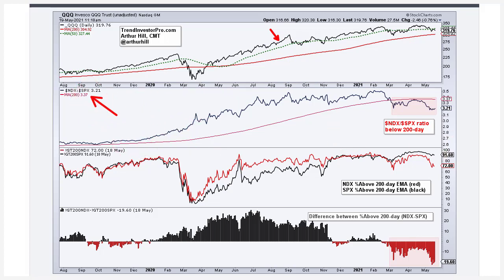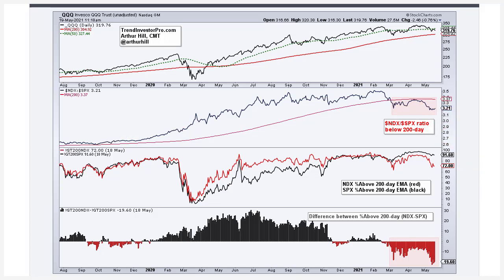And you can see that NDX was outperforming SPX for a long time, since at least October 2019. It was outperforming, got a little choppy there with the COVID crash, but then outperforming into September. And you can see that since September, it's been a bit of a rocky ride. This ratio chart has been flat, and the ratio went below the 200-day in March, and it remains below the 200-day. So this tells you that the Nasdaq 100 is underperforming the S&P 500.